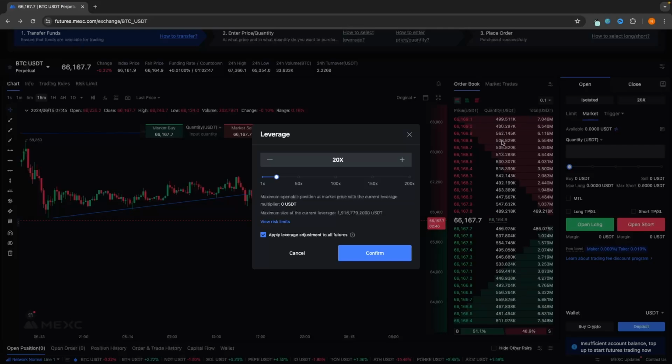Next to this, we can also choose the amount of leverage that we want to trade with. So this can go all the way from 1x leverage all the way up to 200x leverage. Now, something to keep in mind and something important is this 200x leverage is only going to be available on some coins.